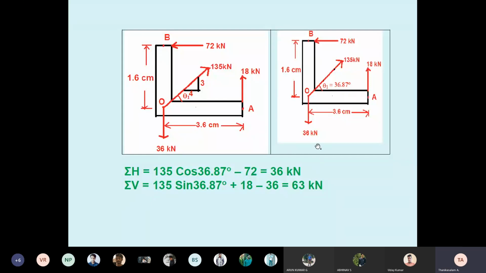Now summation of vertical forces. What are the vertical forces? See here, the 135 is inclined in the first quadrant. Now, what is the y component? 135 sin 36.87. First quadrant, y plus. Then 18. Students see the 18. It is acting vertical upward, that is plus y direction. So you just add plus 18. Then 36. See, vertical downward direction. Vertical downward means minus y. So I have written minus 36. So we got summation of vertical forces equal to 63 kilonewton.